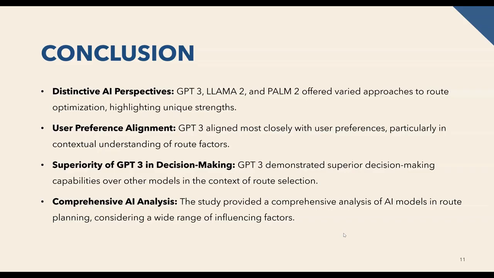And moving on, the conclusion. Coming to the conclusion, GPT 3.5, Llama 2, and Palm 2 offered varied approaches for route optimization, highlighting unique strengths. And the user preference actually aligns with the LLM response, and the users preferred GPT-3 as giving the most optimized route to be utilized. And so it showed us the superiority of GPT-3 in decision making. And the study provided a comprehensive analysis of the AI models in route planning, considering a wide range of factors like traffic, weather, and safety score.